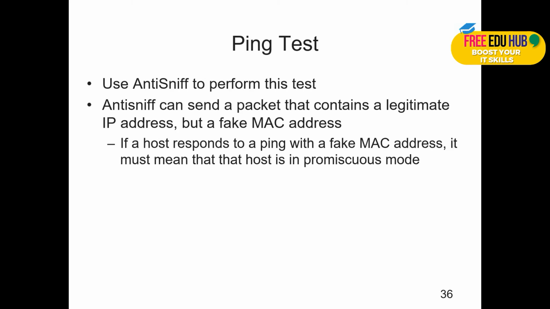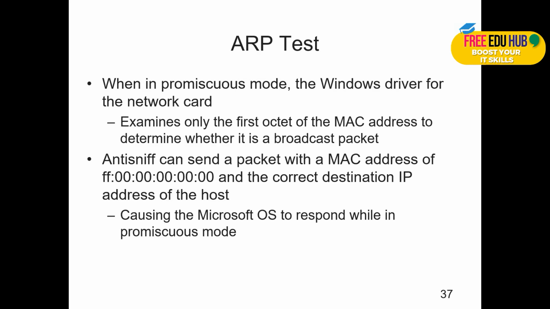Now, the ping test uses AntiSniff to perform this test. AntiSniff can send a packet that contains a legitimate IP address but a fake MAC address. If the host responds to the ping with a fake MAC address, it must mean that the host is in promiscuous mode, meaning that the host is listening to all traffic and is responding to whatever it's receiving. Now, the ARP test, ARP being the Address Resolution Protocol: when in promiscuous mode, the Windows driver for the network examines only the first octet of the MAC address to determine whether it is in a broadcast packet mode.